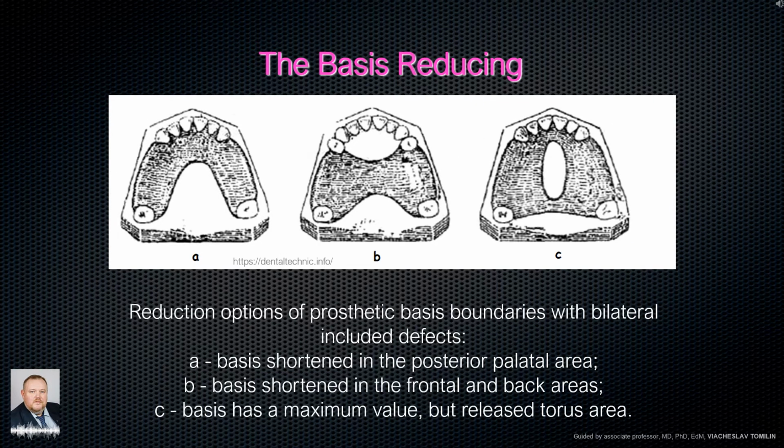Reduction options of prosthetic base boundaries with bilateral included defects. A. Base shortened in the posterior palatal area. B. Base shortened in the frontal and back areas. C. Base has a maximum value, but the torus area is released. Constructing the border of the base, it is necessary to take into account that it can provide good fixation and stabilization of the prosthesis without any mechanical devices, in particular due to anatomical retention.